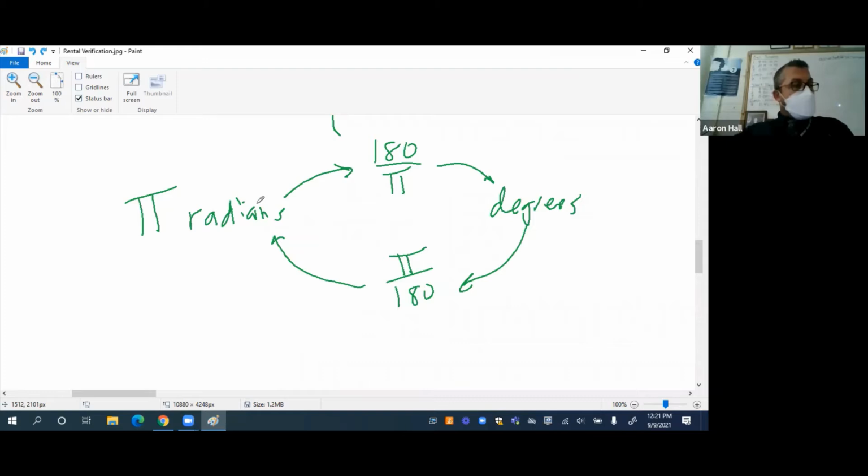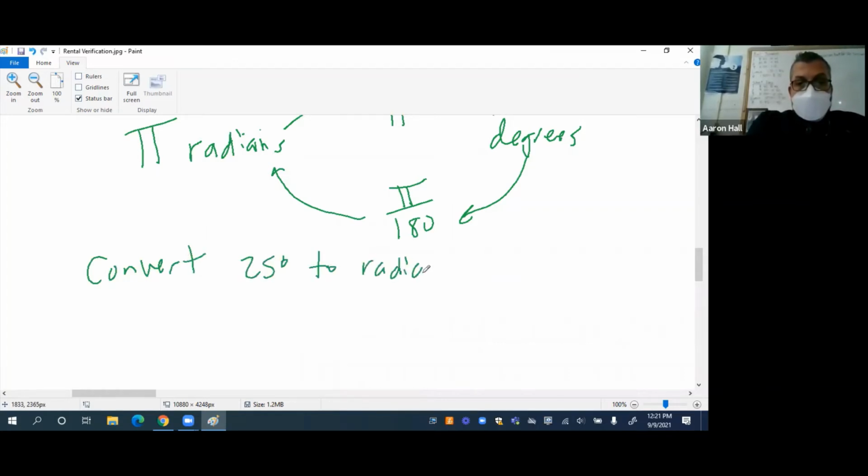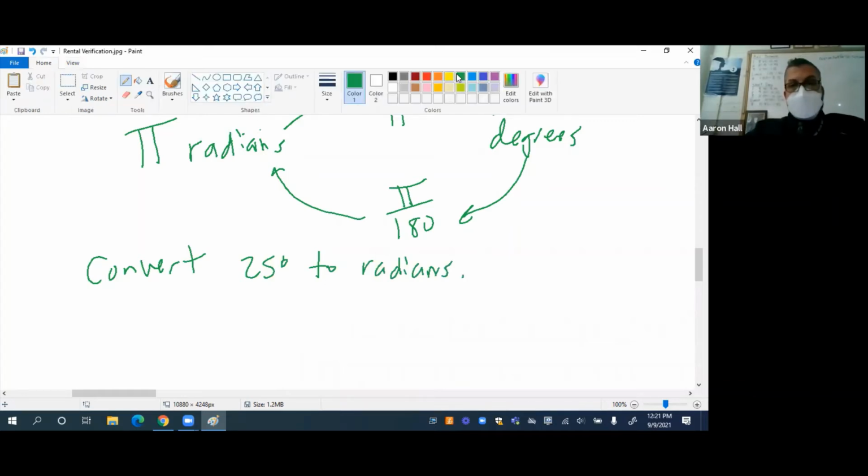All right, so I want to convert 25 degrees to radians. How do I do that? Multiply by pi radians over 180 degrees. Okay, so I'm going to take 25 degrees and multiply by what again? Pi radians is 180 degrees. We can see that the degrees unit cancels out. And then we have 25 over 180, probably can simplify.